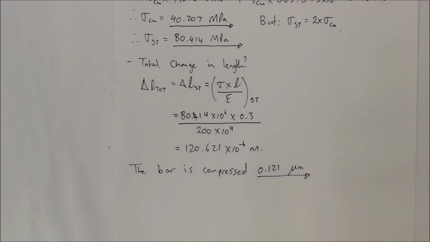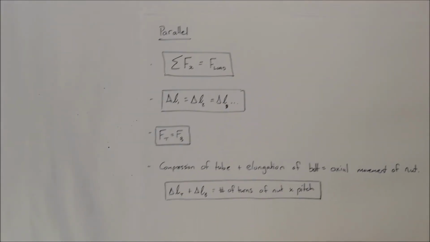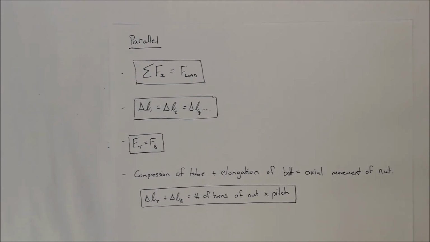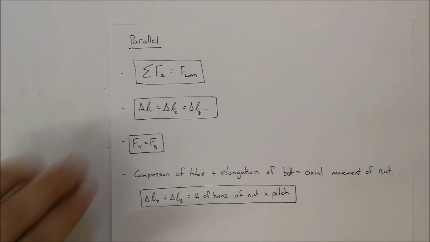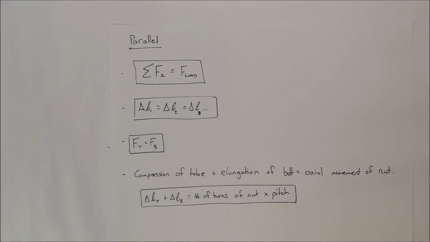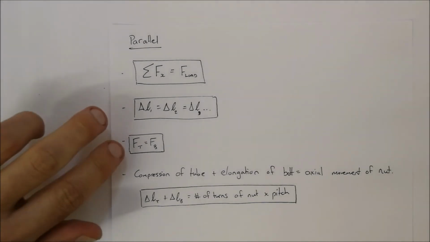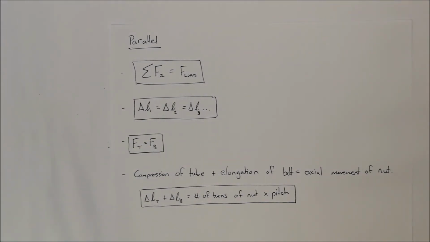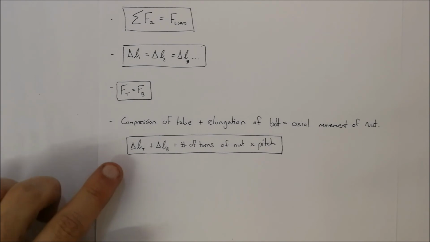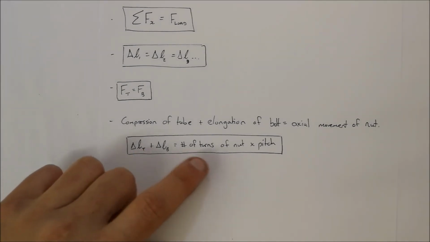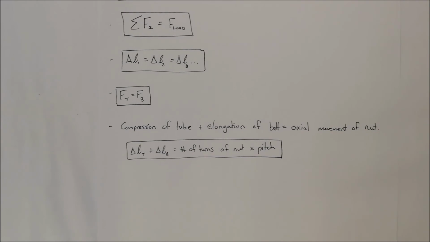Again, just keep in mind a similar type of procedure will be used, but these are the important equations to keep in mind. It's a little bit different to the series type of scenario, but over here in the parallel scenario, we've got a sum of forces equal to the load force. A change in length of the one material is equal to the change in length of the other material. The force of the tube would be equal to the force of the bolt. And then we've also got a situation where the change in length of the tube plus the change in length of the bolt is the number of turns of the nut times the pitch.